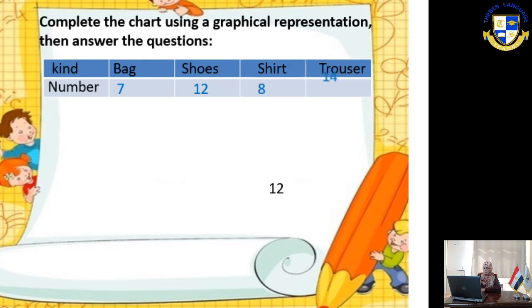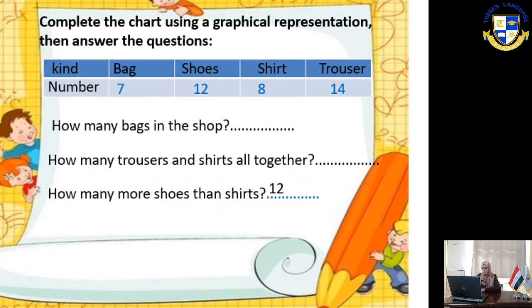So let's answer the questions. How many bags in the shop? Look at the shop and look at the bags. There are 7 bags. Question 2, how many trousers and shirts? Remember the word and means plus. So trousers and shirts means 14 plus 8 equals 22.